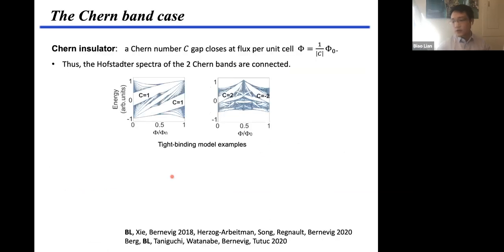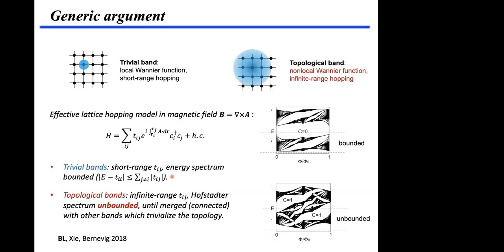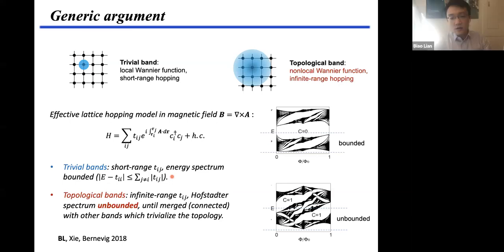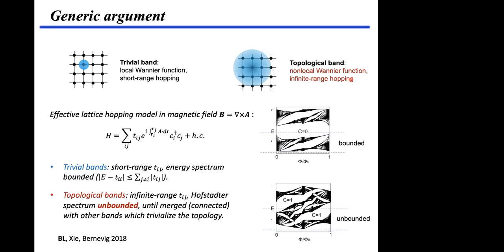So in the example of the Chern insulator, I have a question. When you say topological band, are you referring to Chern bands? Here I'm just giving an example of Chern bands, but you could also consider symmetry-protected strong topological bands, as long as they give non-local Wannier functions. So even in the extreme case of Chern bands, your Wannier function would have power law decay.